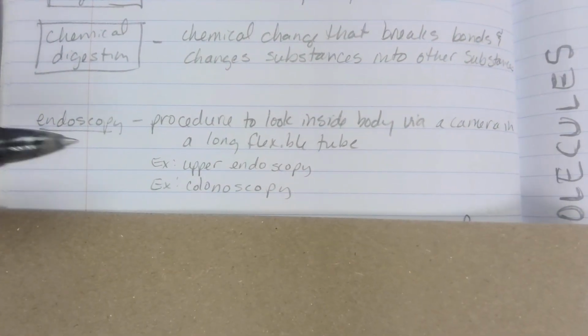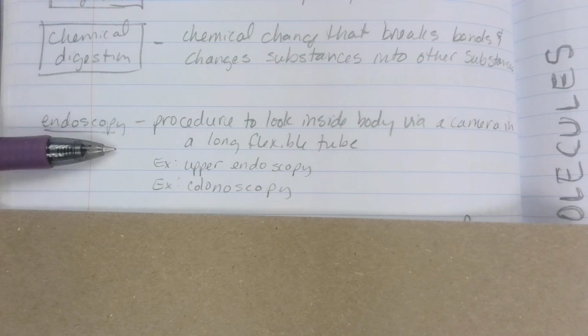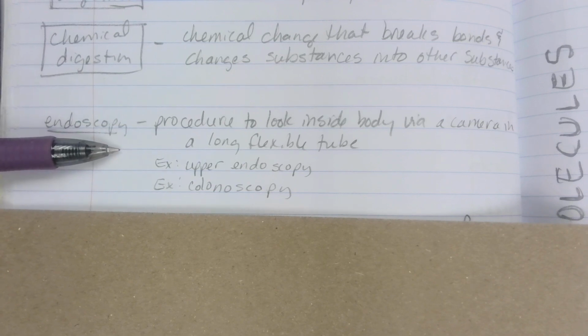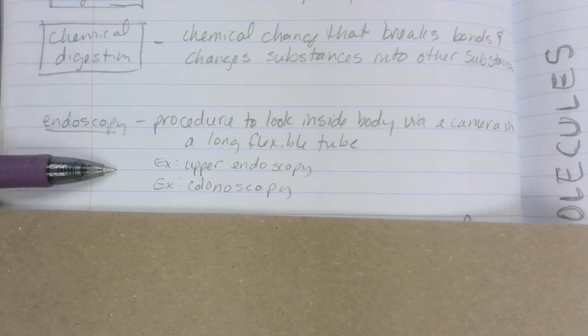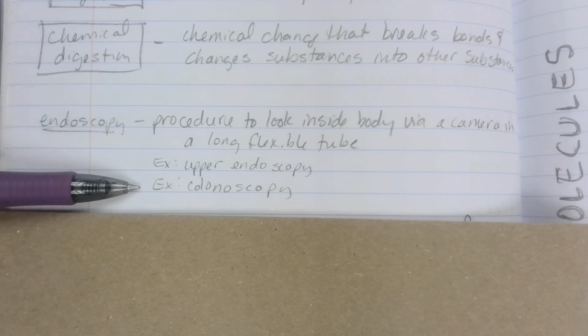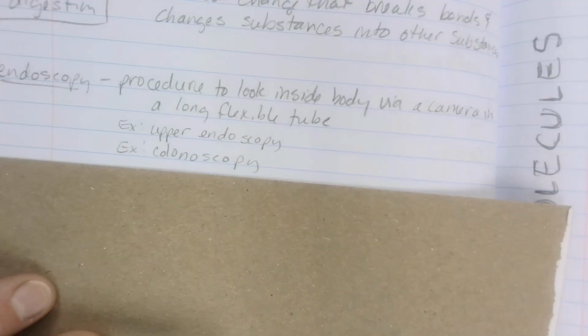Endoscopy is a procedure to look inside of your body using a camera in a long, flexible tube. So you can have an upper endoscopy or a colonoscopy. That's going to be endoscopy of the lower part of the body, your large intestine.